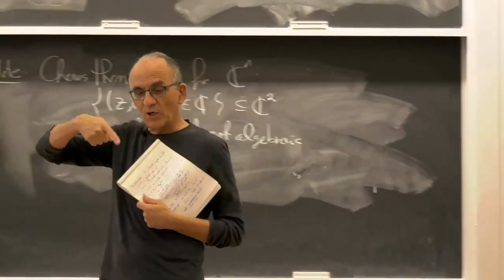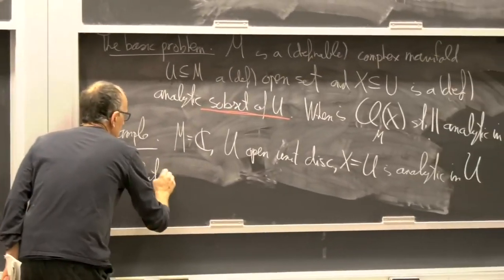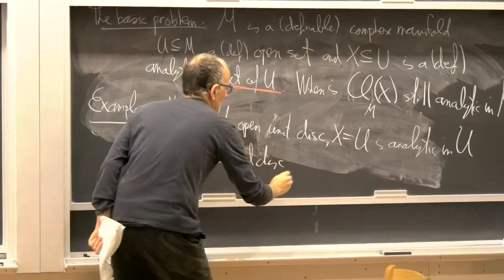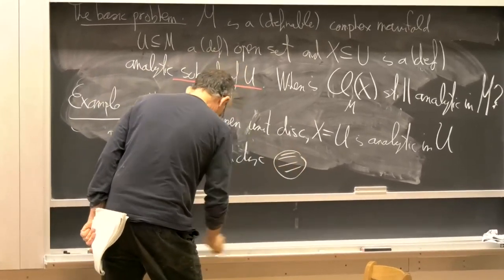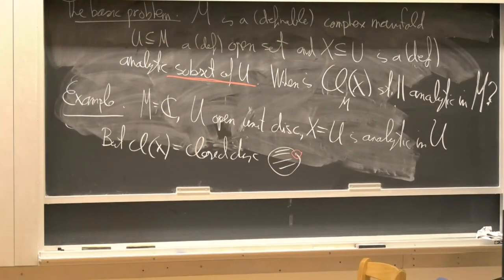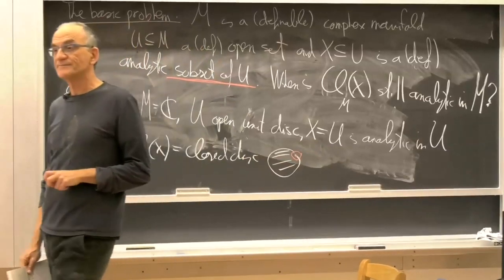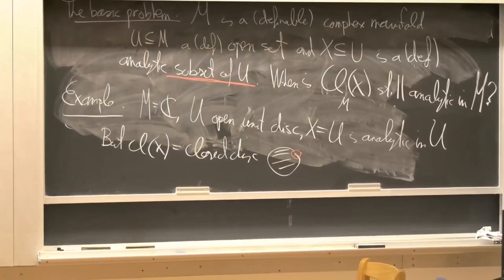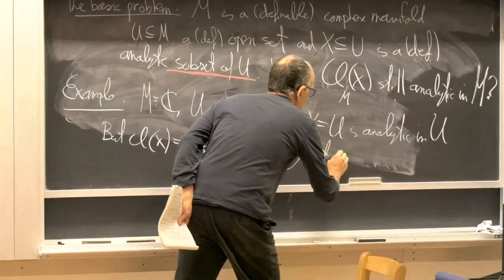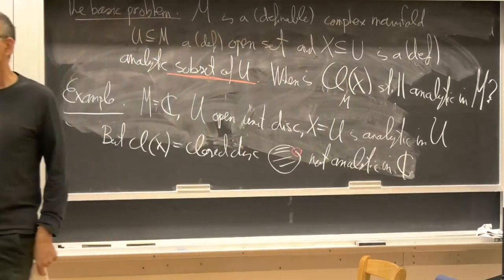If we take its closure, we'll get the closed disk, and on the frontier, we will not get analyticity. Points here will not be locally the zero set of an analytic function, because we know that if the zero set of an analytic function has cluster points, it has to be zero everywhere. So on the frontier, we will not be able to realize the closure as an analytic set. So this is not analytic in C because of this frontier.